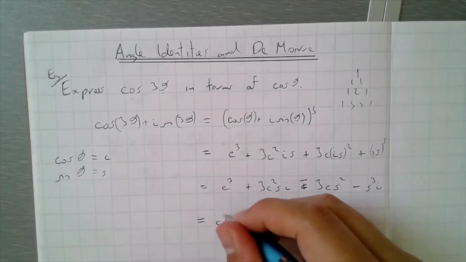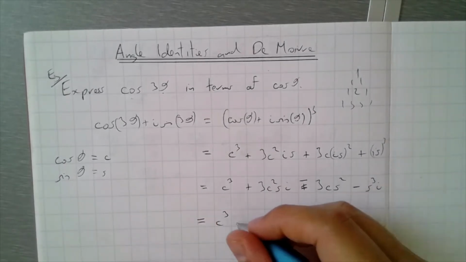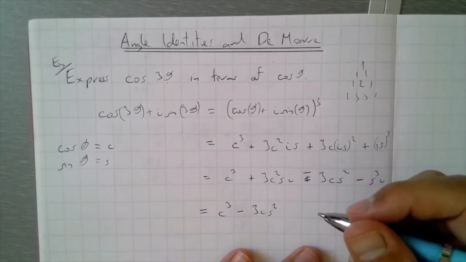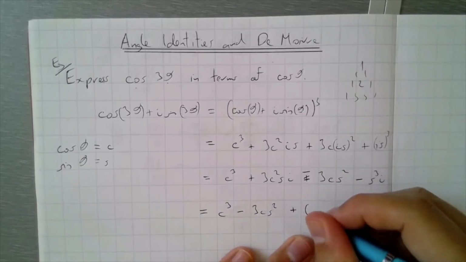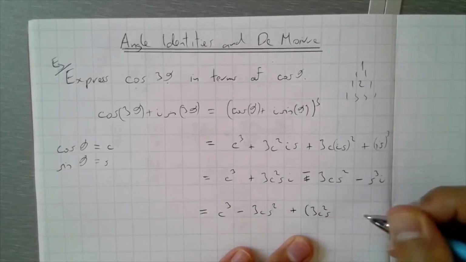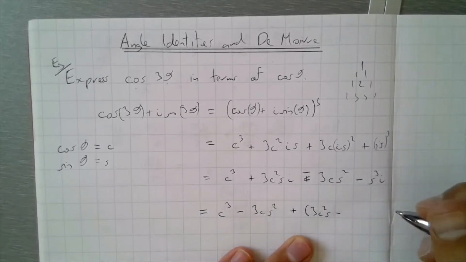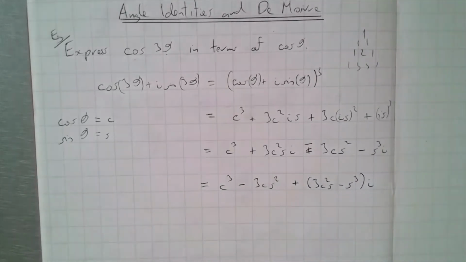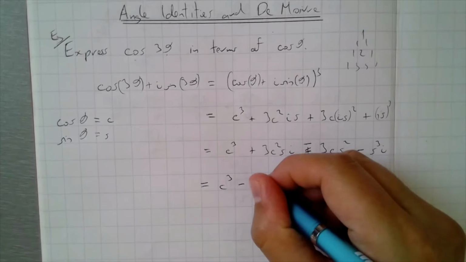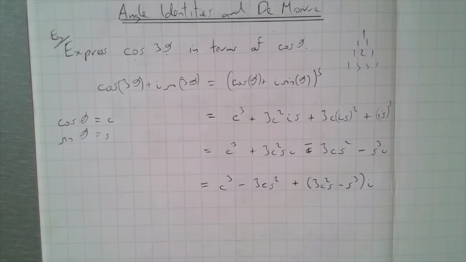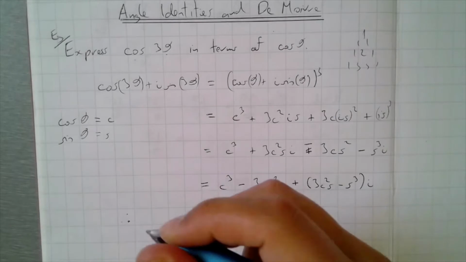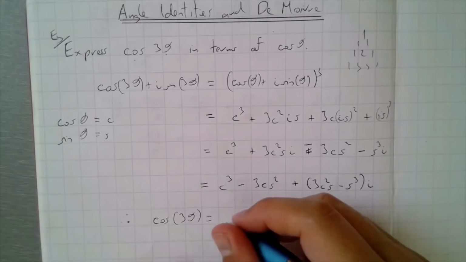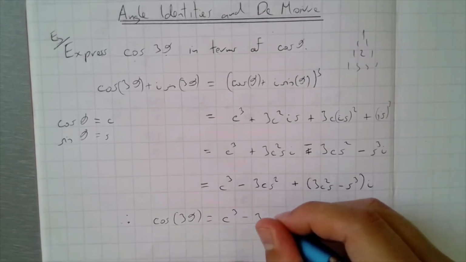So collecting those things together, we get cos cubed minus 3 cos sine squared plus 3 cos squared sine, take away sine cubed, and that's all i. Should probably make my C's and i's a bit clearer, shouldn't I? So therefore, cos 3 theta, I know what I'm up to now, cos cubed minus 3 cos sine squared.